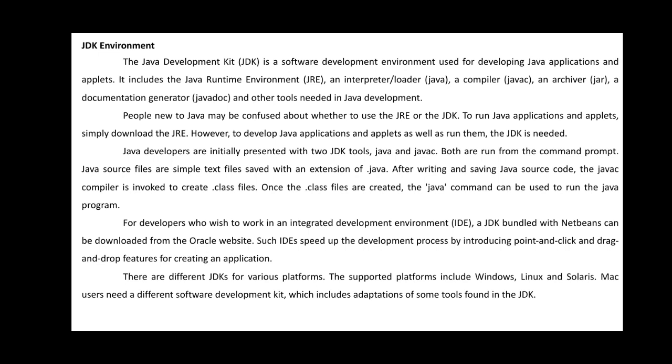At that time, JRE is going to play a very important role. So, whenever JDK is installed, 100% there should be a download of JRE. Java developers are initially presented with the two Java JDK tools, that is called Java and Javac. Both run from the command prompt. And another thing, as you already saw, Javac is executed within Unix. Java can also be executed within Unix as well as the Windows command prompt.